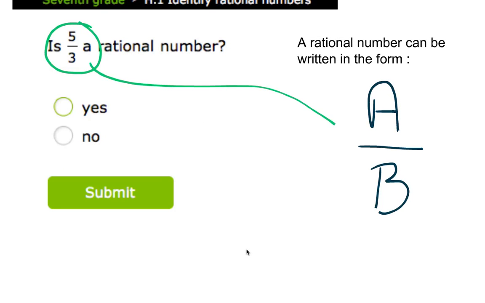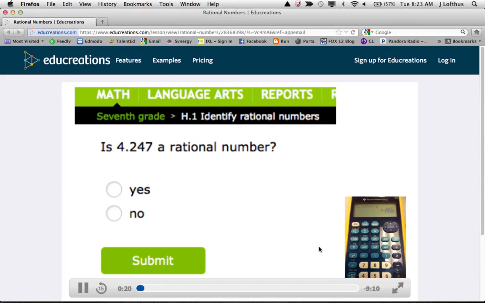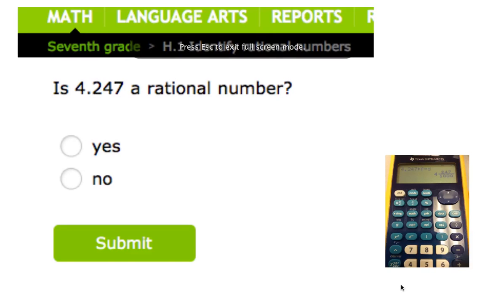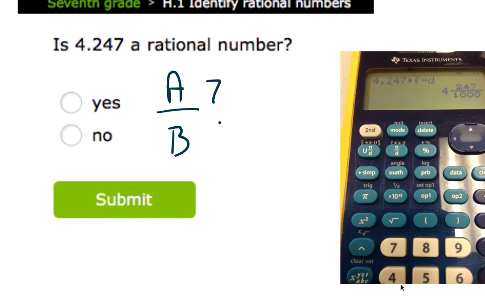So the question is how to figure out if a number is rational or irrational. All rational numbers can be written in the form a over b. So our first example is written in that form, a over b, so it is a rational number. The next one is not quite as clear, 4 and 247 thousandths. But if you hear the way I say it, 4 and 247 thousandths, you can tell that we're going to be able to write this as a fraction.